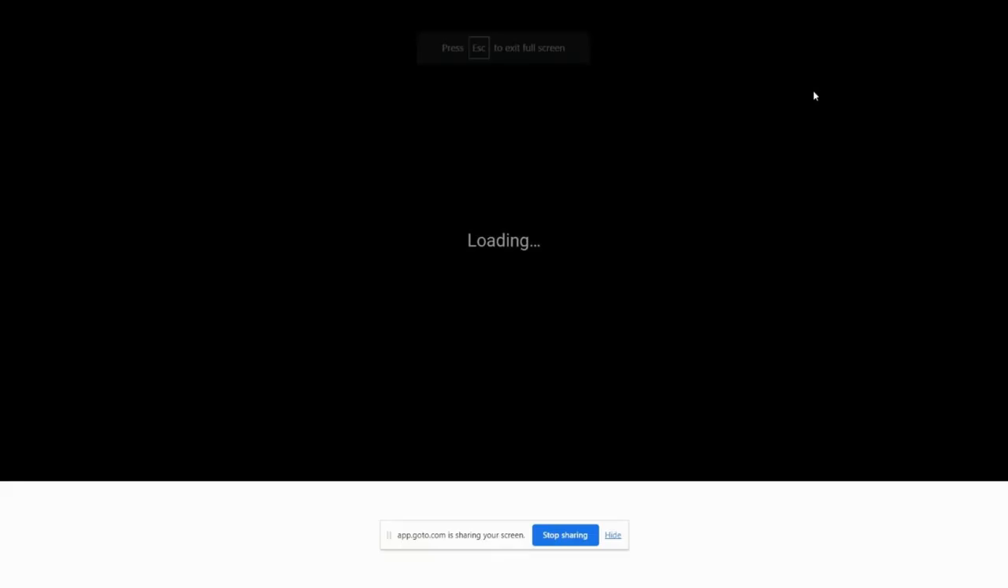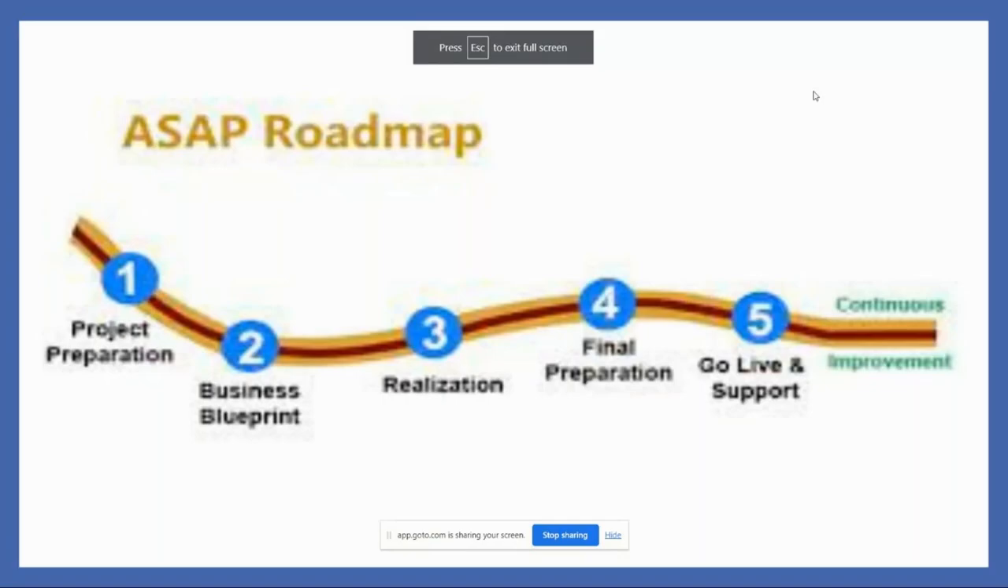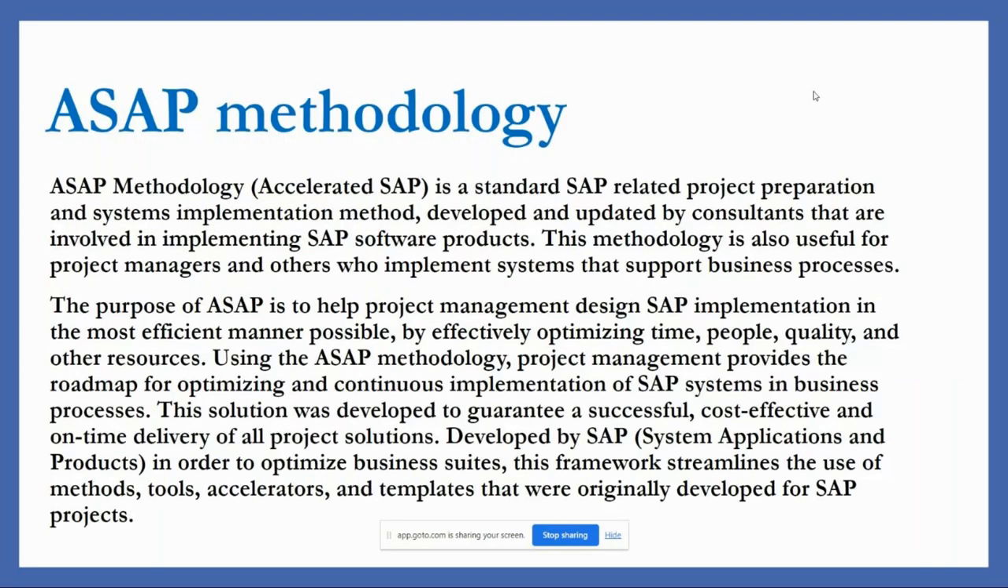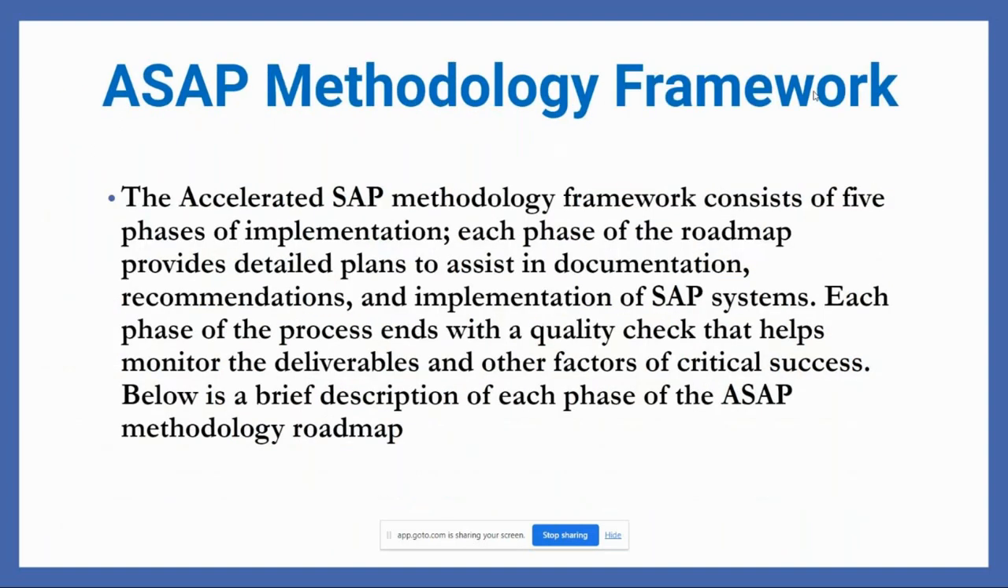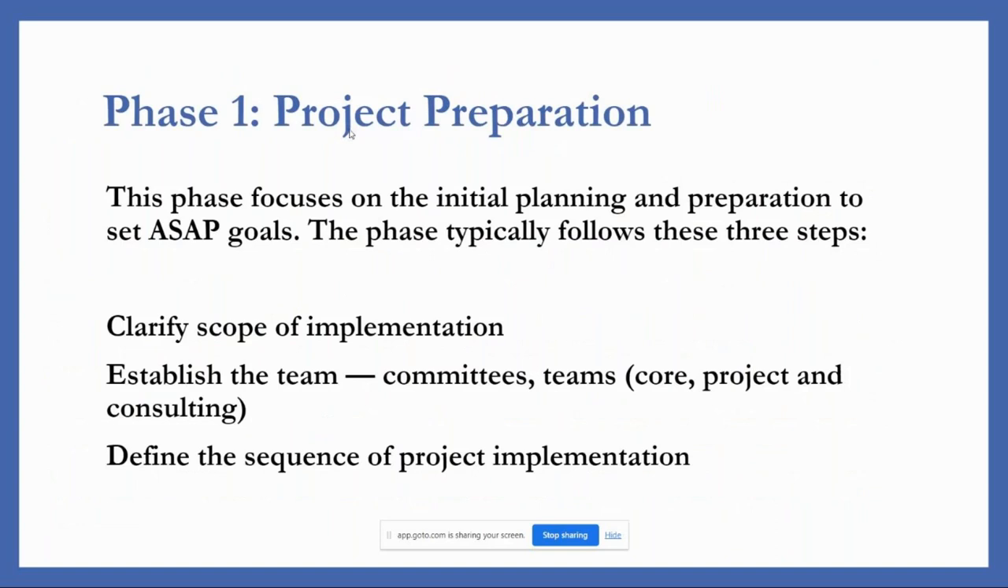Let me show you step by step what is happening. SAP accelerated methodology: how a business takes or uses SAP. In the first phase, project preparations, they will have a committee meeting with the project team and the consultants regarding how they are going to proceed. Once they discuss internally, they will give all this information to the SAP company.